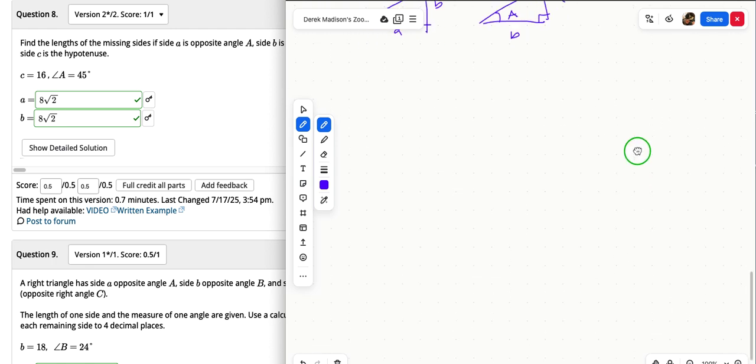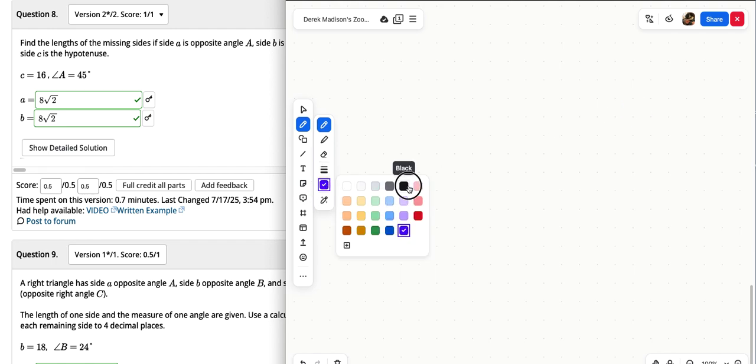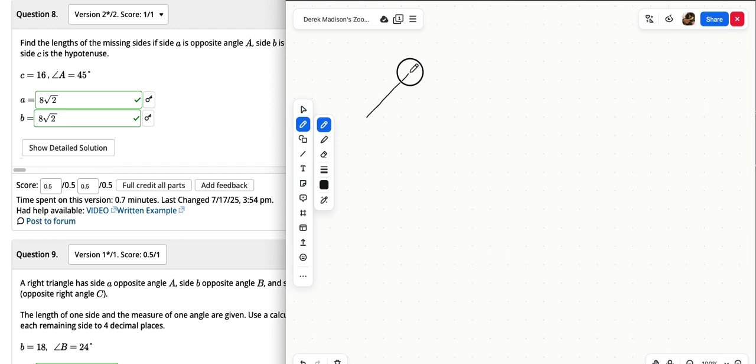So for this first question, we have a triangle, and it looks like it's going to be a 45. And we know C is 16, so we have the hypotenuse. They're both 45, right? I can label that one 45 degrees. And since I'm calling that A, that would make this side A. But what's more interesting is that this is the opposite side to that angle, and this is the adjacent side.